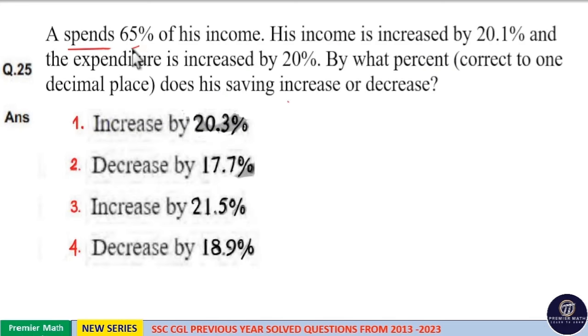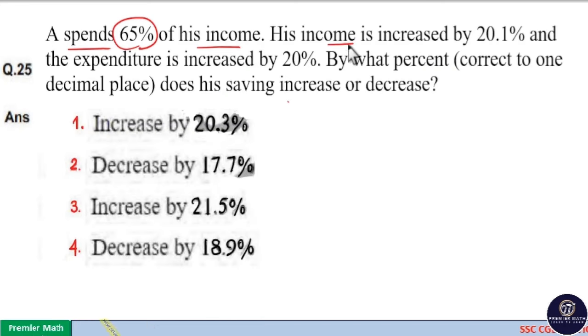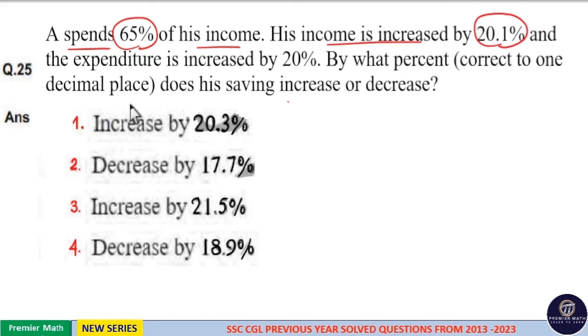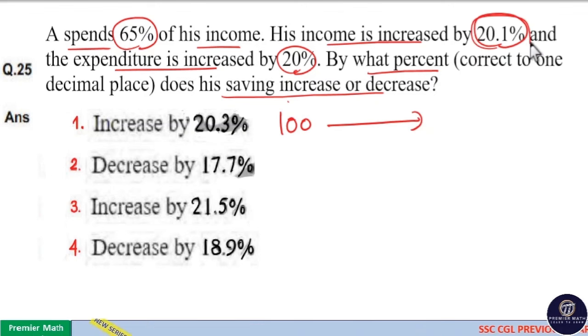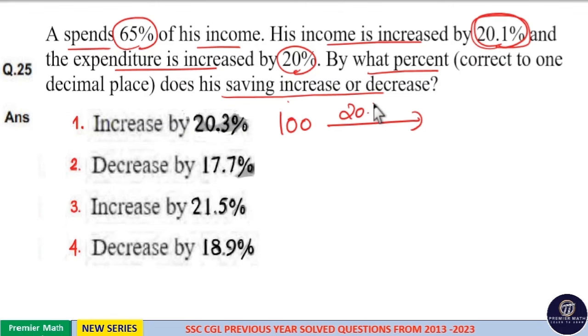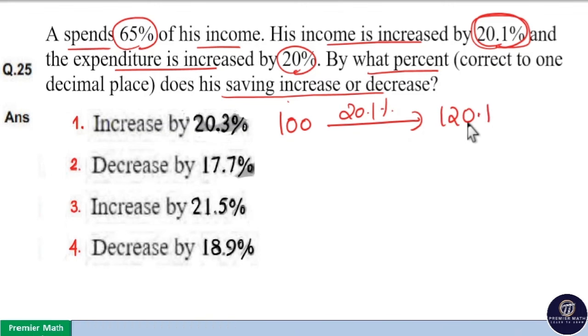A spends 65% of his income. His income is increased by 20.1% and the expenditure is increased by 20%. By what percentage does his savings increase or decrease? Here, consider 100 rupees as his initial income. Now, income is increased by 20.1% means 20.1% of 100 is 20.1. So, income is increased to 120.1 rupees.